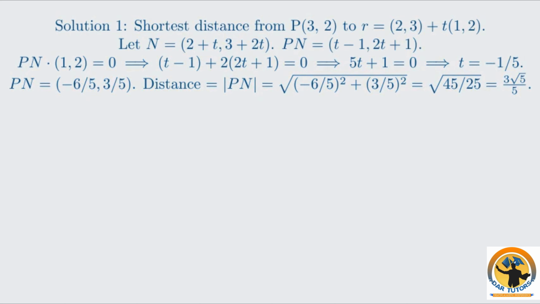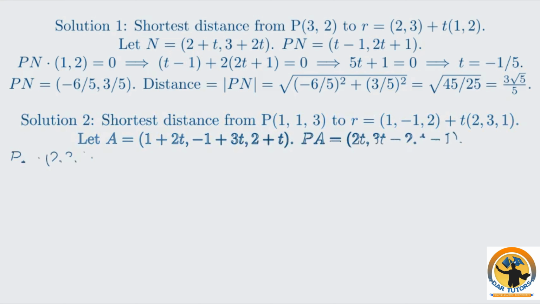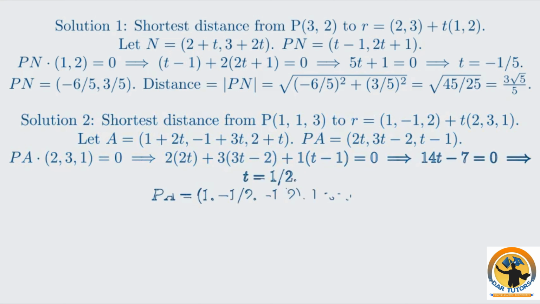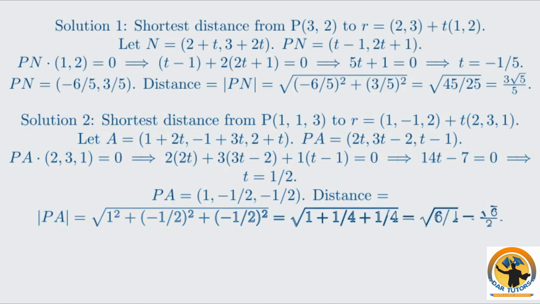For question 2, the shortest distance is the square root of 26 over 2. The process is identical to the 3D example we did earlier. We find the vector PA, dot it with the direction vector (2, 3, 1), and solve for t. This gives t = 1/2. The magnitude of PA at this t is the square root of 26 over 2.